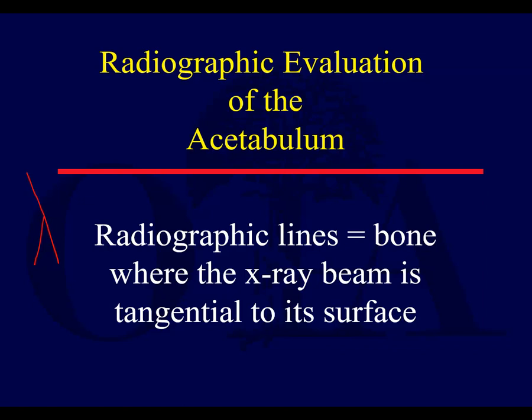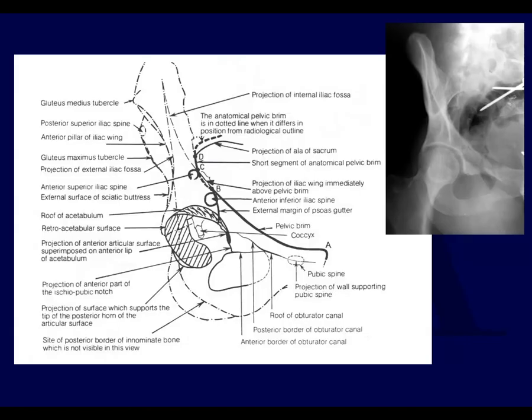Keep in mind that radiographic lines on plain X-rays are where the bone is tangential to the X-ray beam, and you get shadows. A lot of things you see on the X-ray in the pelvis are not actual structures, but they're just these shadows that are created, so to speak, oftentimes when an X-ray beam is tangential to a surface.